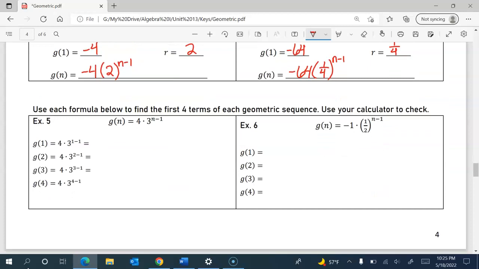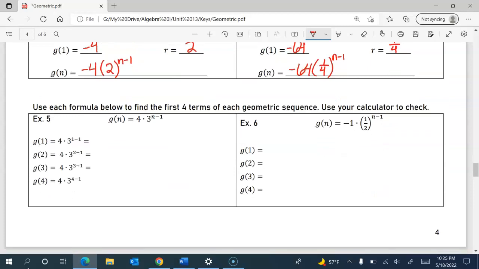So down here, if I wanted to find the first term, I could plug 1 in for n up here. Well, 1 minus 1 is 0. If you want me to write this out here, 3 to the 0. Well, anything to the 0 power is just 1. So 4 times 1 equals 4. And we know that that's true because my first term is actually right out here, right? So I could double check that.